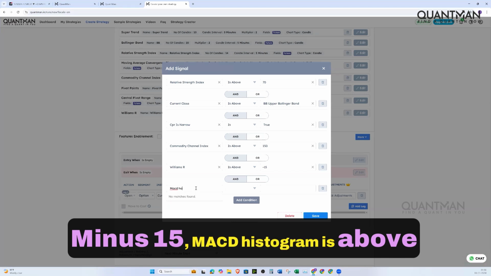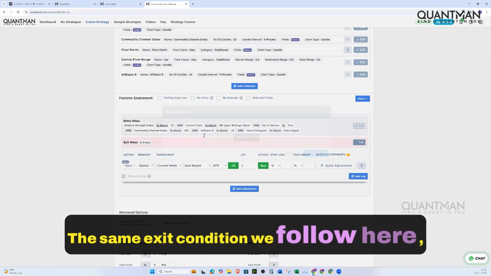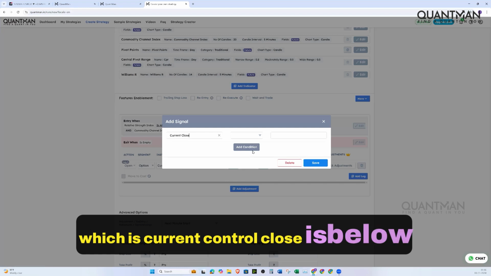MACD histogram is above 0. Is above MACD. The same exit condition we follow here, which is current candle close is below super trend.